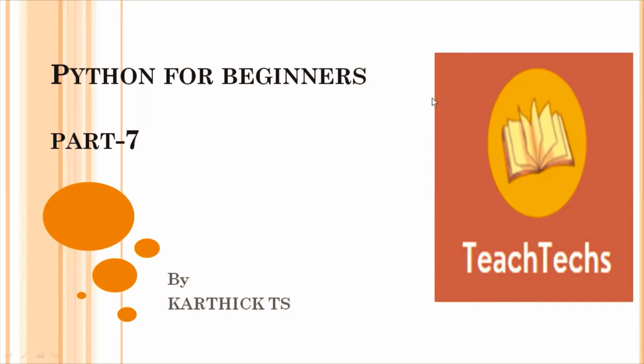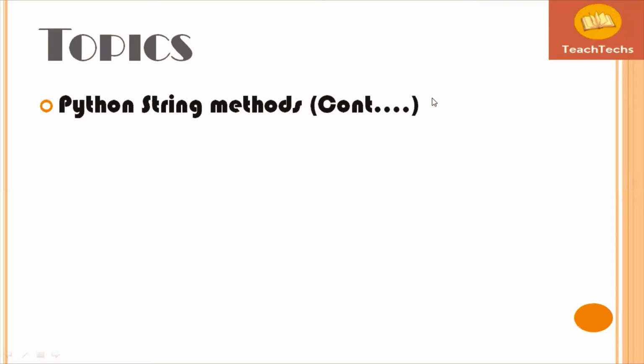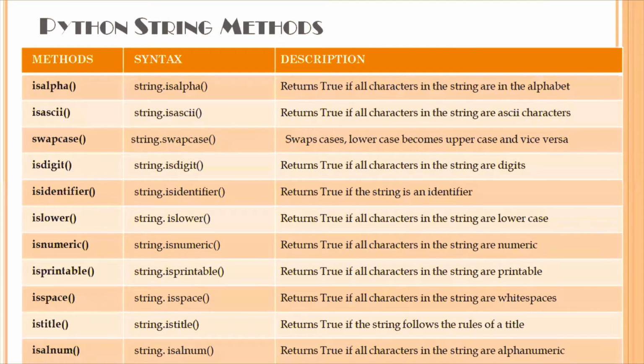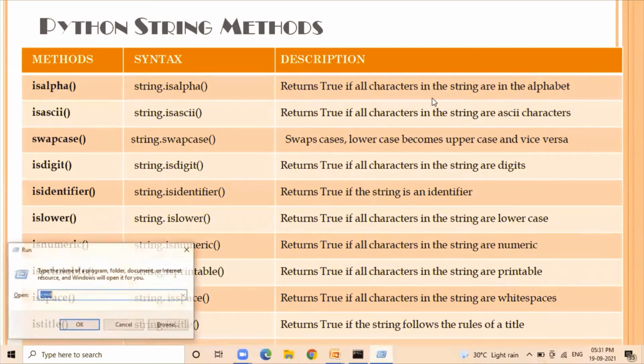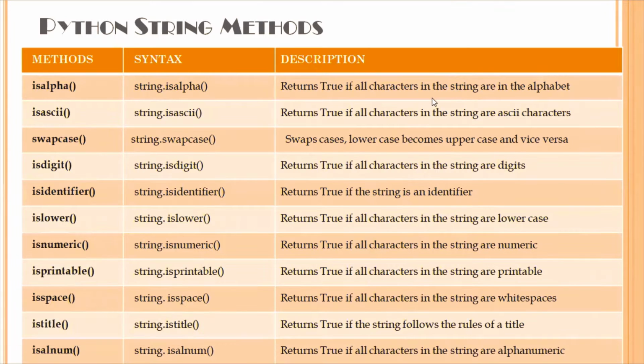In session 7, I am going to explain the string methods continued. In today's session, I am going to explain the other string methods like isalpha, isascii, swapcase, isdigit, isidentifier, islower, isnumeric, isprintable, isspace, istitle, and isalnum. So let us learn the working of string methods by executing an example in the Python editor.